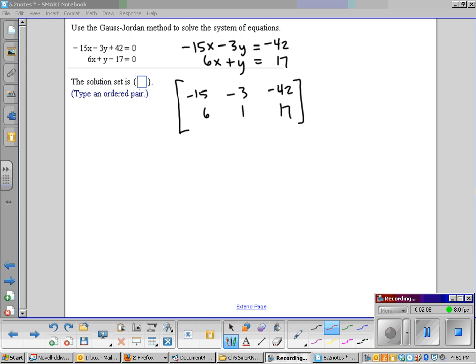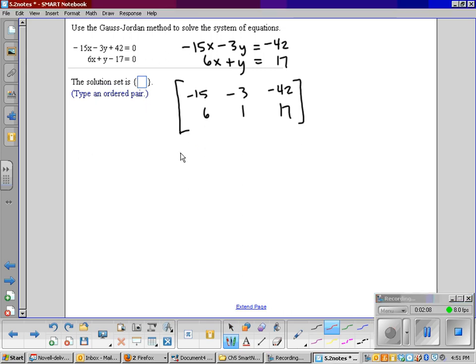So what I did to get the next matrix was to multiply by -1/15, and I multiplied row 1 by that number. That gave me a positive 1 right there. It also changed these numbers, but if you notice, the second row in the matrix did not change.